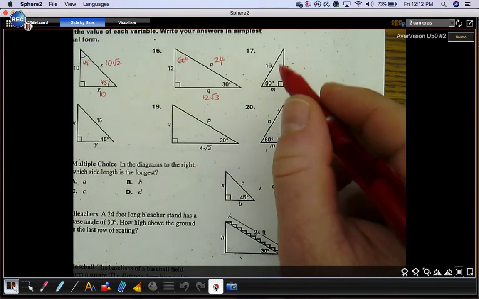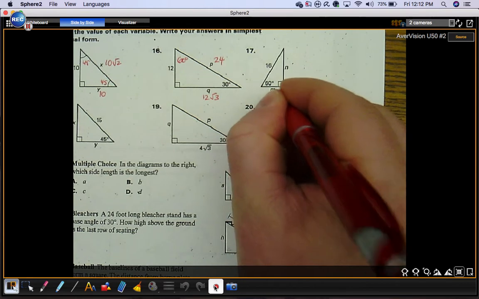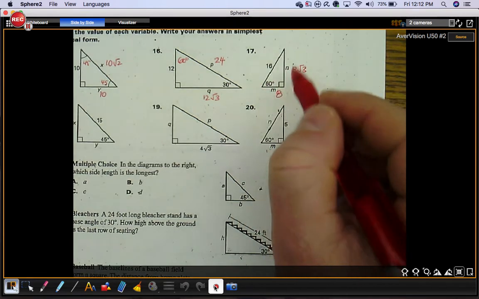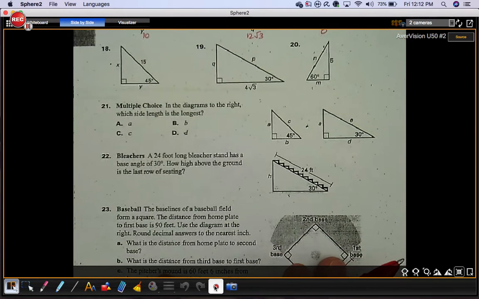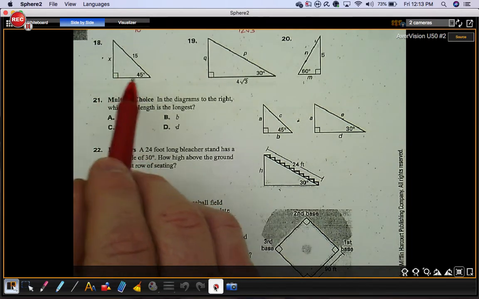Number 17, 30, 60, 90 triangle. If your hypotenuse is 16, your short leg is 8, and your long leg is 8 square root of 3. We really should be able to move quickly through these problems. No calculation.